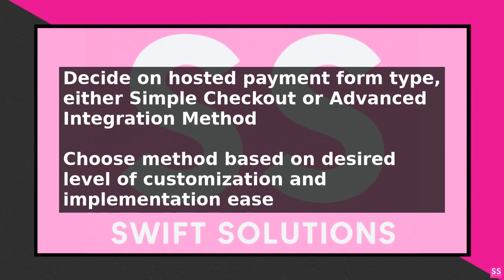To integrate the hosted payment form, you will need to redirect your customers to the Authorize.Net payment page. You can do this by creating an HTML form that posts to the Authorize.Net payment URL. You will need to include your API login ID, the payment amount, and other relevant transaction details in the form. For example, your HTML form might look like this, with the form action set to the Authorize.Net payment URL and the input fields for the API login ID, payment amount, and other details.